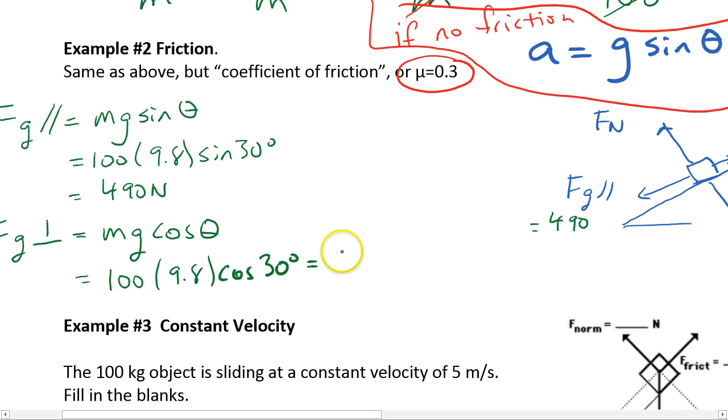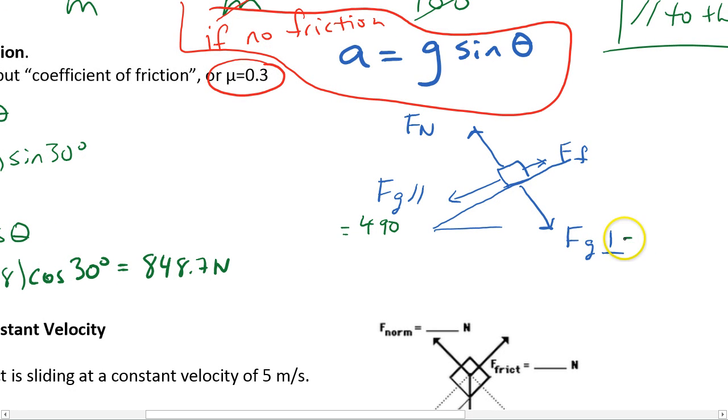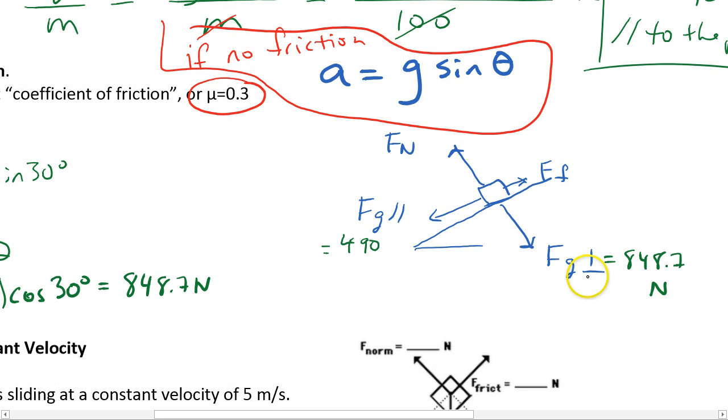848.7. Write it in here, 848.7 newtons. Now, looking at the rest of my diagram, FG perpendicular is 848.7, so that means that the normal force is also equal to 848.7, so that my force of friction here is going to be equal to mu times the normal force.